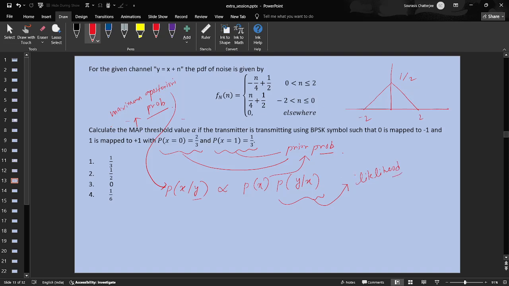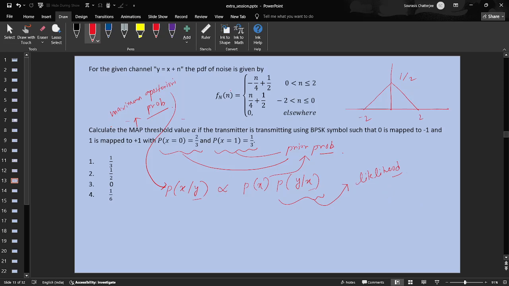Here we are conditioned on x. We are assuming that some x is transmitted, and then we are trying to see the probability of y being received, so that is what we call likelihood. So if we need to find the maximum a posteriori probability, we need to maximize the product of prior and likelihood. And basically, how do we find the likelihood?